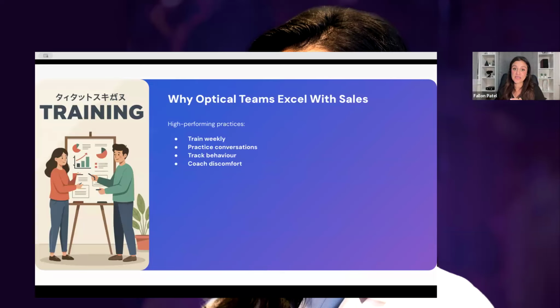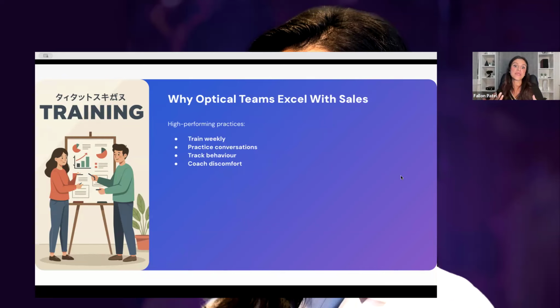Why optical teams excel with sales. So the high performing practices, they train weekly. They practice those conversations. They track the behaviors, and they coach discomfort. So what do we mean by coaching discomfort? This is a big one. So our sales lead, I love her for this because she's always bringing those difficult conversations to me or to employees. And really, you do have to get comfortable feeling uncomfortable to do something different to get a different result, to get a different action. If you keep doing the same thing over and over again, you're not going to get a different result.